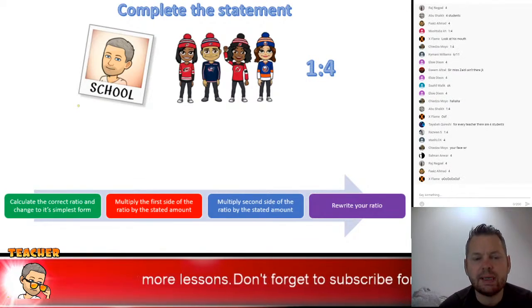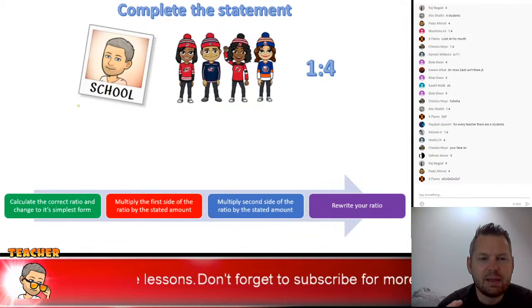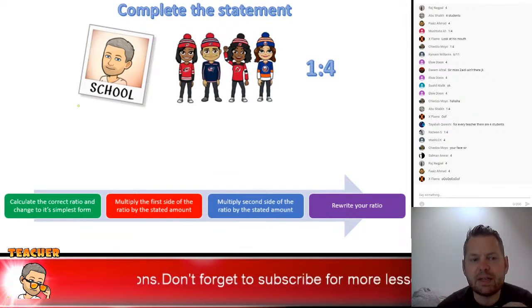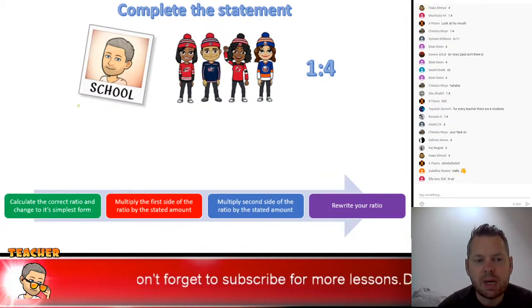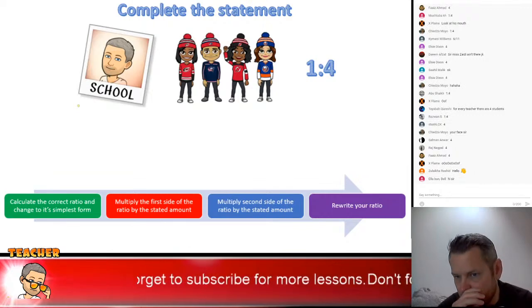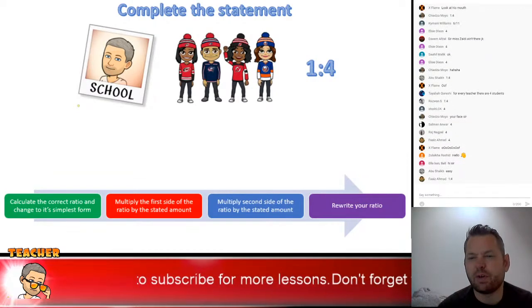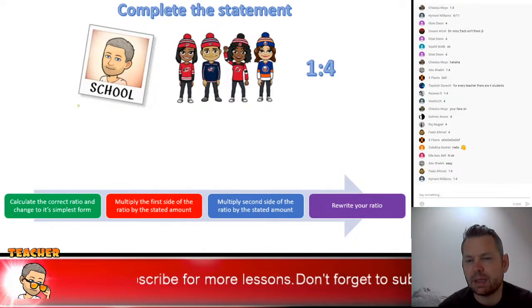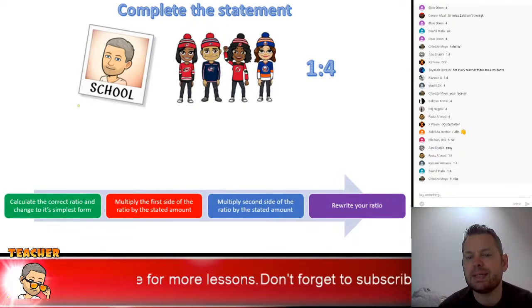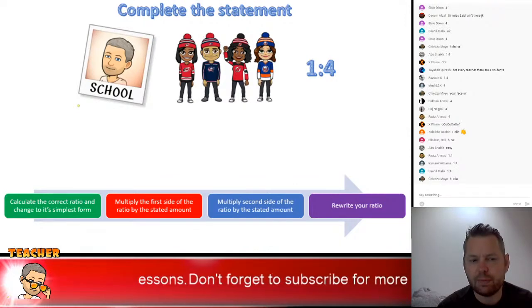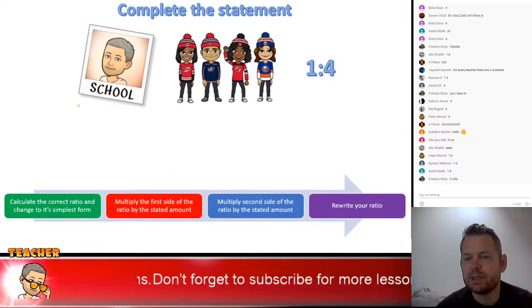So if you look at the green box at the bottom, the first step of using multiplication is you're going to calculate the ratio and change it to its simplest form. Okay, so our simplest form is 1 to 4 because we can't divide 1 by any other number but itself, and if we divided 4 by 1 it would be 4. Okay, so our ratio is 1 to 4.